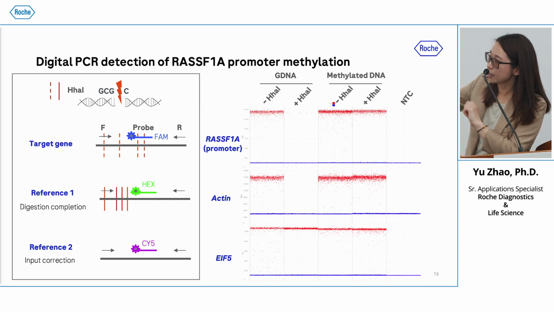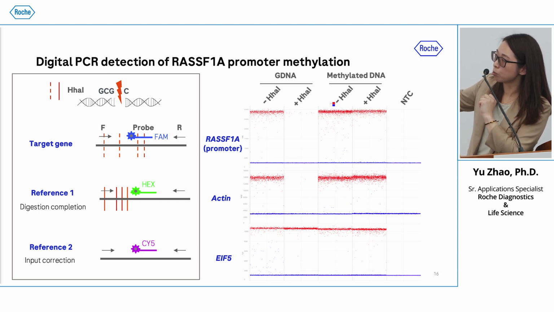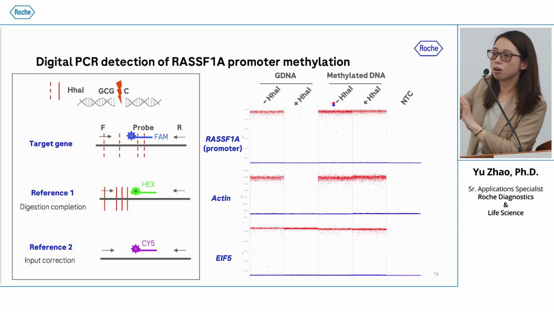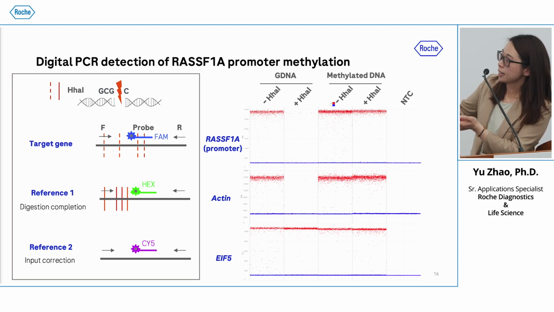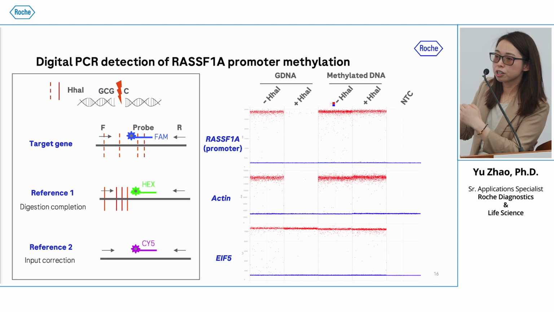As you may notice, actin serves as the digestion completion control. It demonstrates almost complete digestion when testing healthy human genomic DNA. However, there's a strong positive showing in the methylated DNA. This is because this methylated DNA positive control was obtained from enzymatic conversion, so we anticipate the presence of undigested amplicons. EIF serves as the input correction control, so it's always ready for amplification.